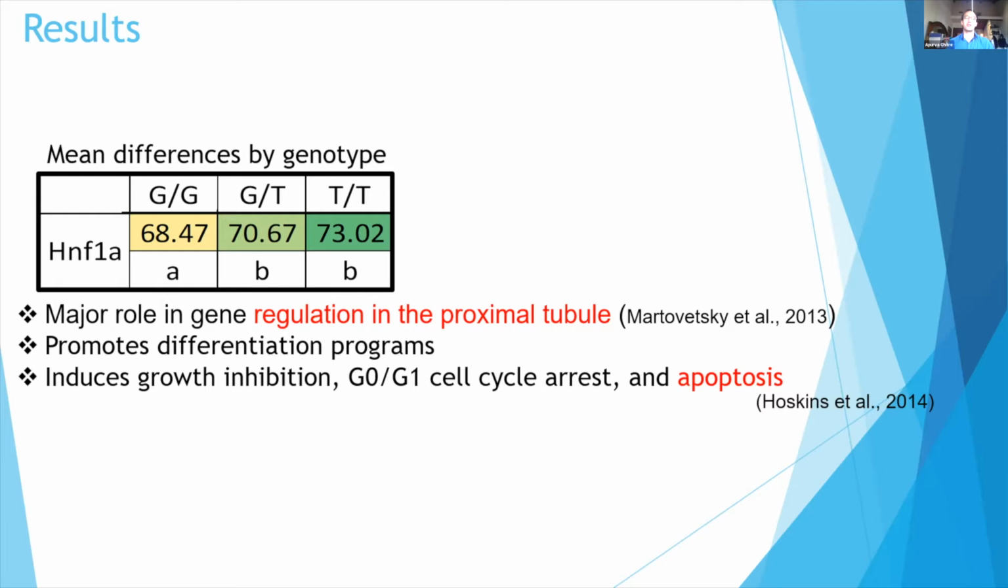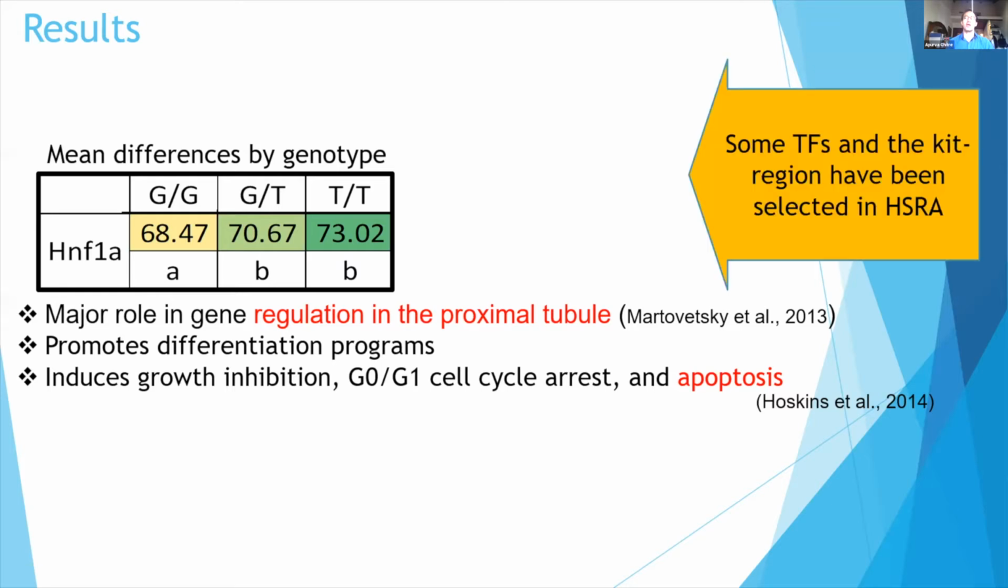This transcription factor encodes a gene regulator of the proximal tubule, and it's involved in apoptosis. Those processes are required for organogenesis of the kidney. As a result, we were able to identify some transcription factors that have been selected for in the HSRA strain.